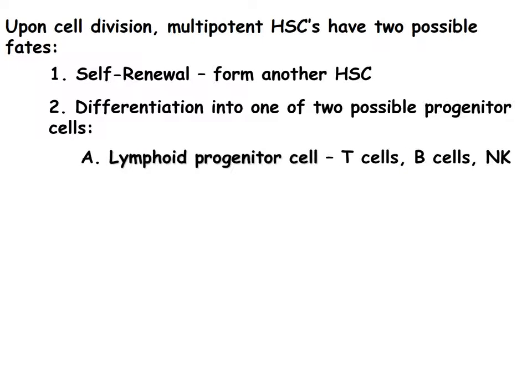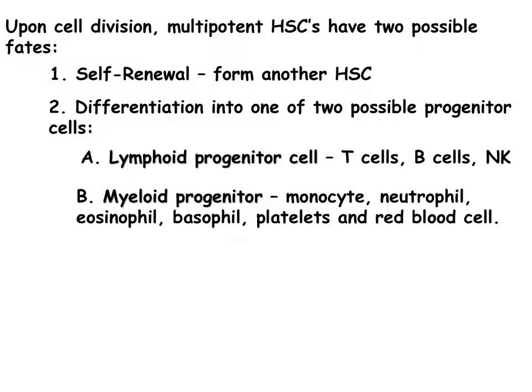It could be a lymphoid progenitor cell, in which case, guess what, guys? There's more than one type of lymphocyte, where it can then become a T cell, a B cell, and a natural killer cell. Or it becomes a myeloid progenitor, in which case it becomes everything else: monocyte, neutrophils, eosinophils, basophils, platelets, and even red blood cells.